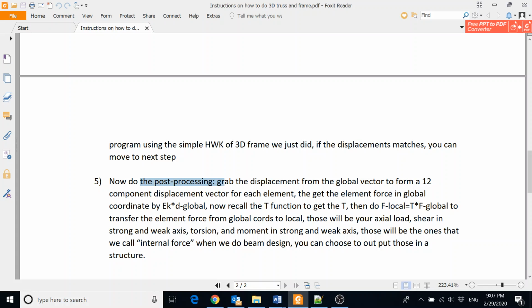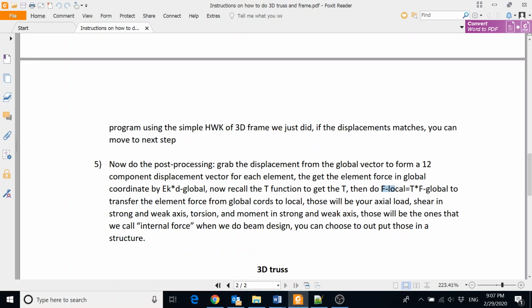So anyway, basically the post-processing, we talked about it briefly in class. What you need to do is similar. You grab the real displacement vector and reconstruct the element displacement vector, and then you do your EK thing. Then you use the function to transfer the global force you get back into local force. Then it'll be your shear in both directions, moment, torsion, and everything along your local axis.